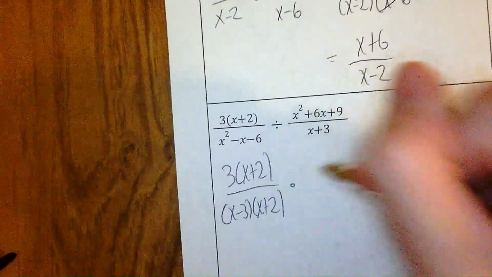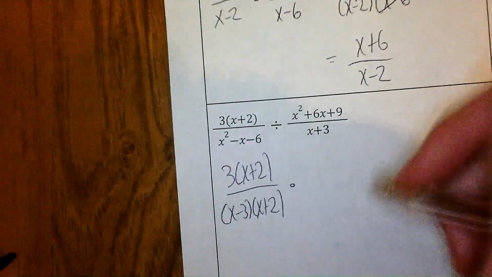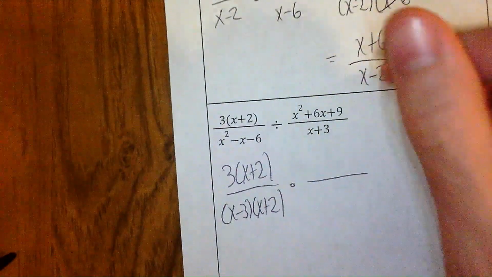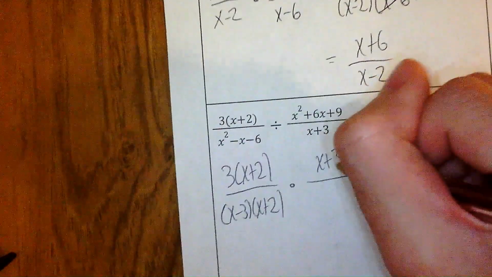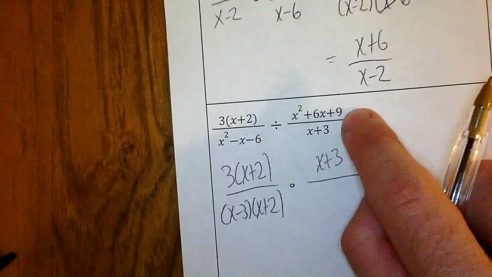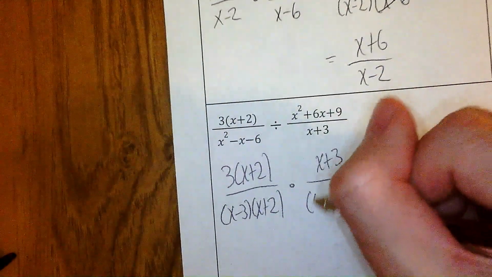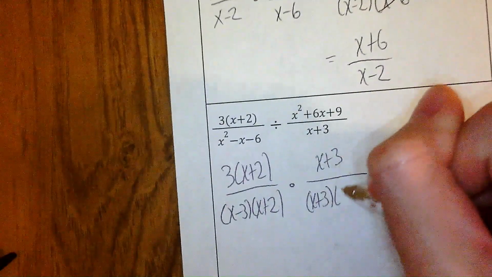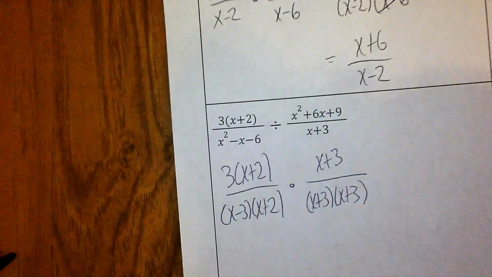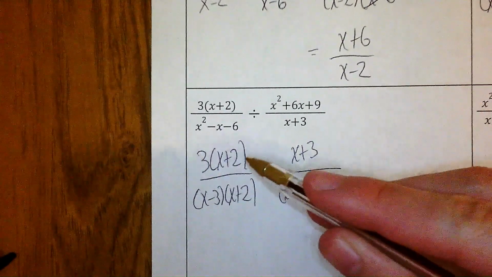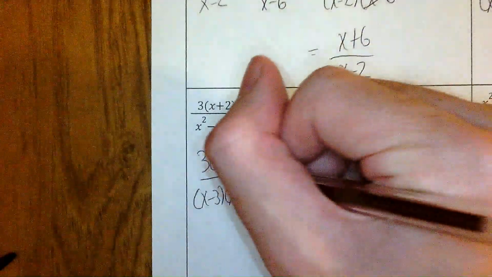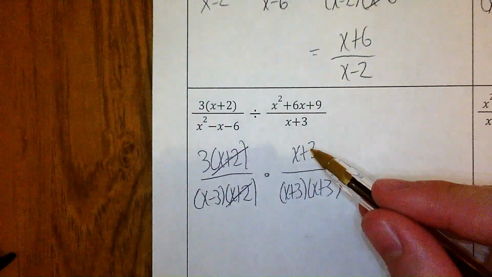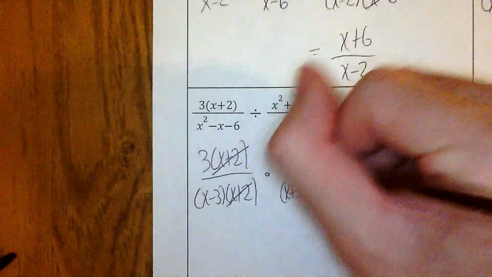And then the division becomes multiplication. The bottom goes on the top. X plus 3 is now on top. And then, as we said, this was going to be 3 and 3. Now let's cancel. X plus 2 here and there. X plus 3 here and here.